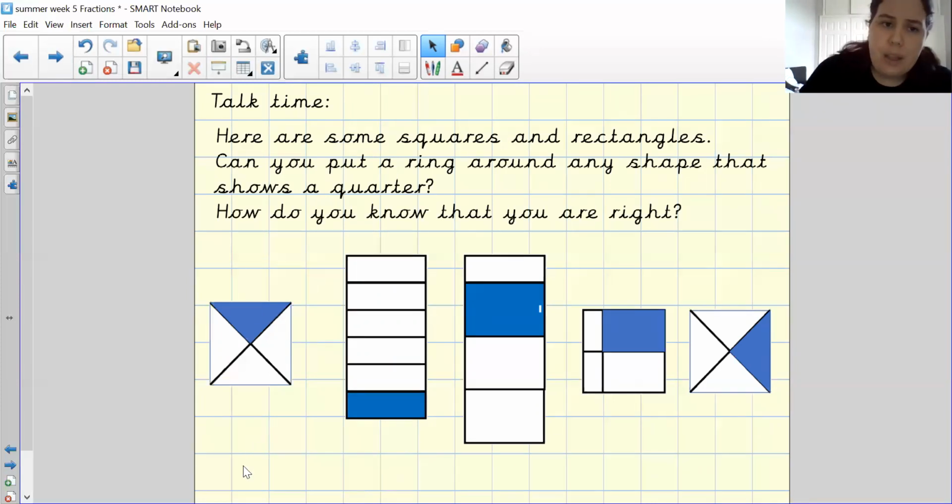So, here are some squares and rectangles that have already been coloured in. Can you put a ring around any shape that shows a quarter? So I would like you to draw out these shapes now and shade them in exactly as you can see. And then I would like you to put a ring or a circle around the ones that represent a quarter. And how do you know that they are right? So pause the video now while you solve that question. I'm going to go through the answers on the next page.